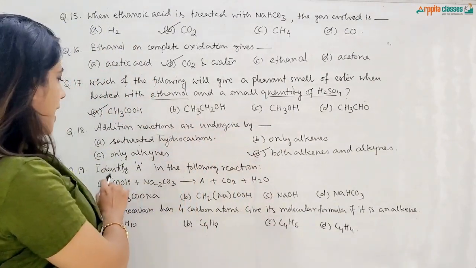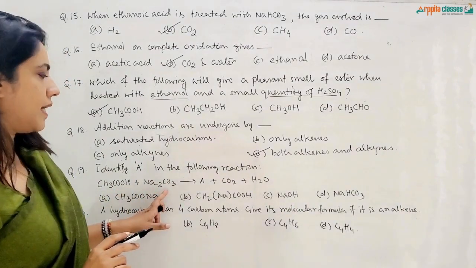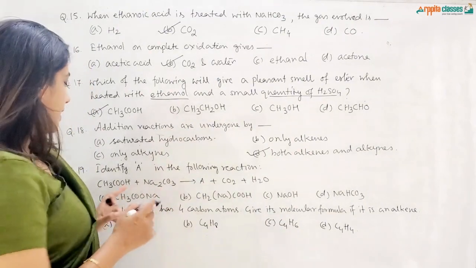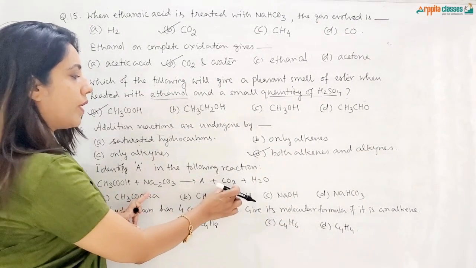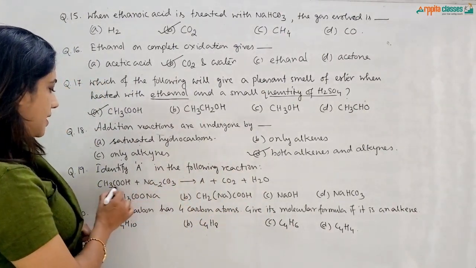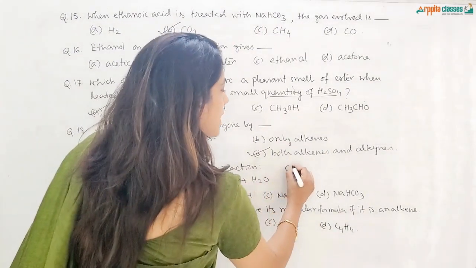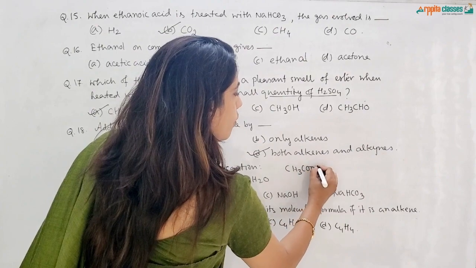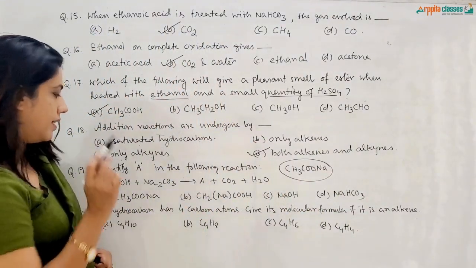Question number 19. Identify A in the following reaction. CH3COOH plus Na2CO3. Again, this is the reaction of acetic acid or ethanoic acid with a carbonate. So you can see carbon dioxide and water are released, and here there will be a salt, that is sodium ethanoate, CH3COONa. This salt will be produced over here. So this is the right answer.